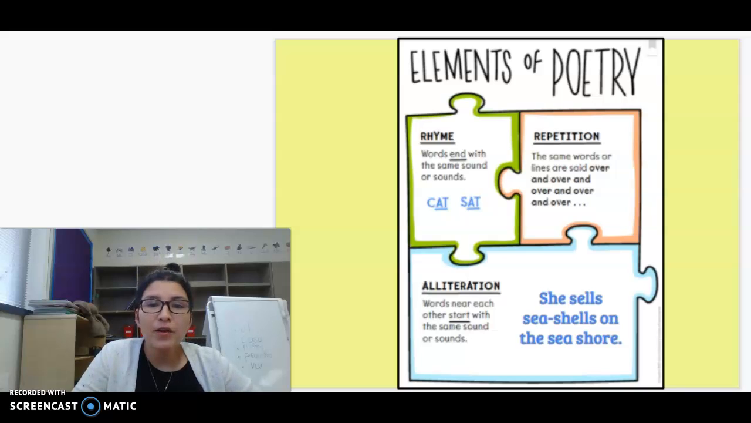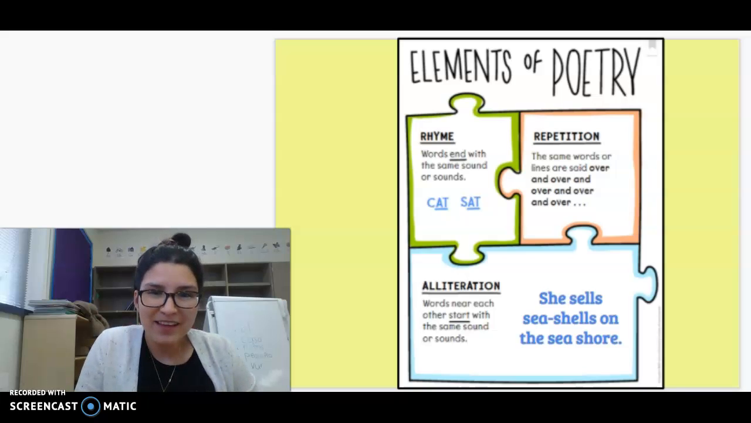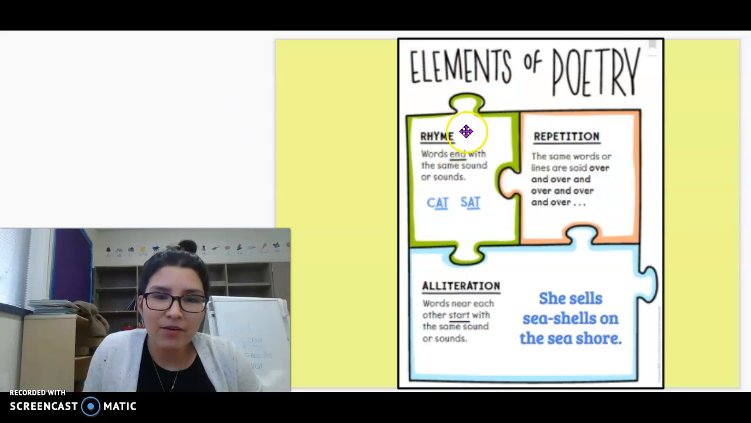Hi there. We are going to continue reviewing elements of poetry. Now, I know we've already gone over this a couple of times, but since this is something new we're learning, it's good that we continue to practice it. Okay? So, we have rhyme. Can you say rhyme? Rhyme.